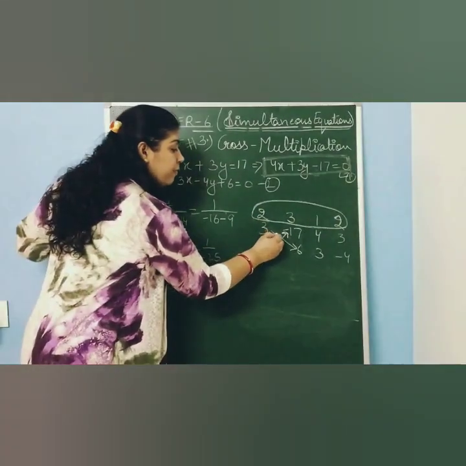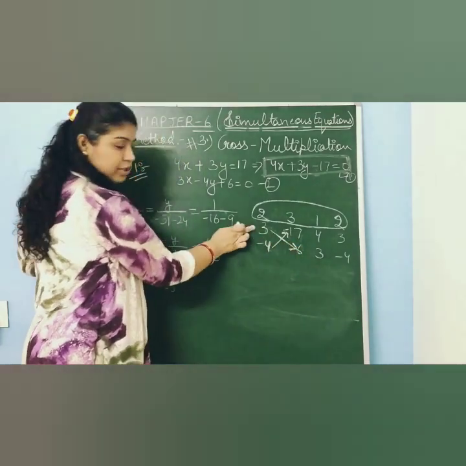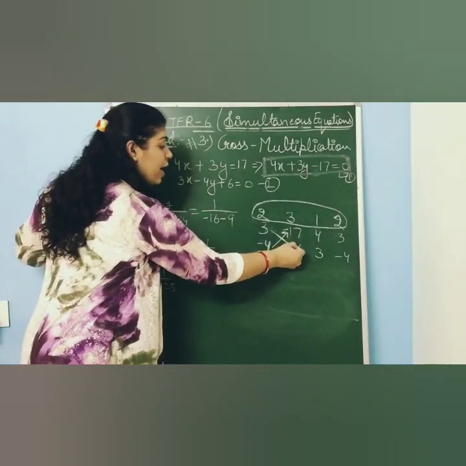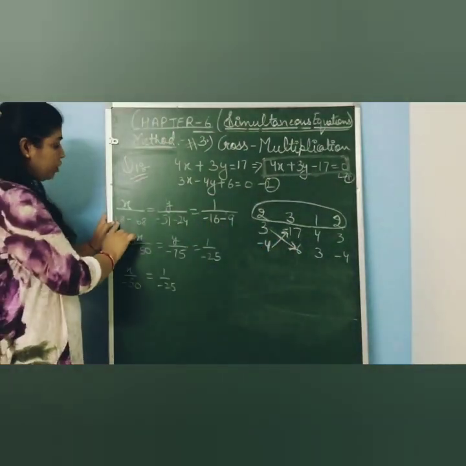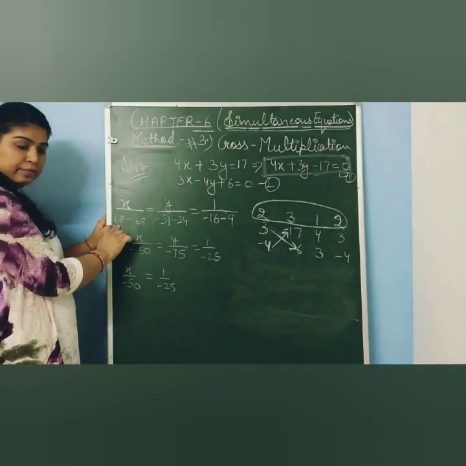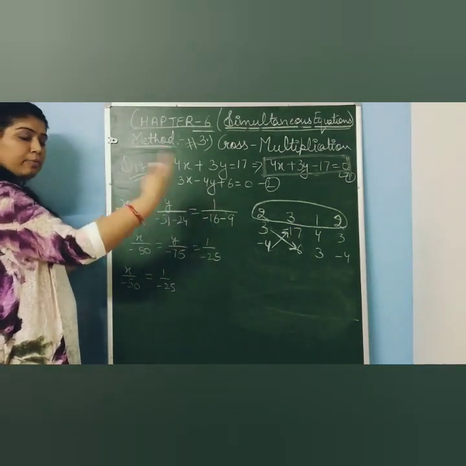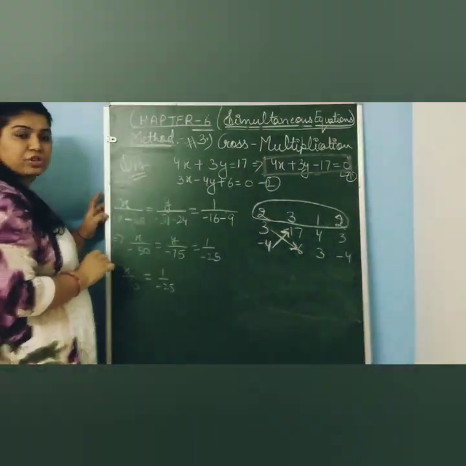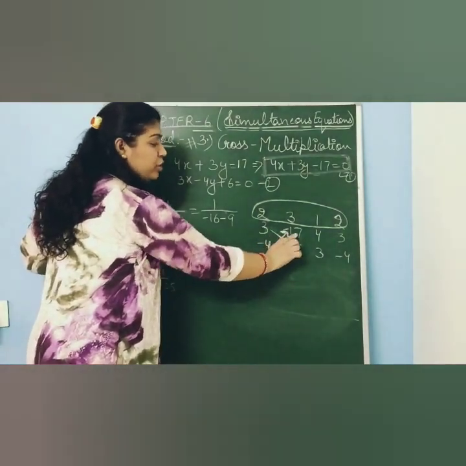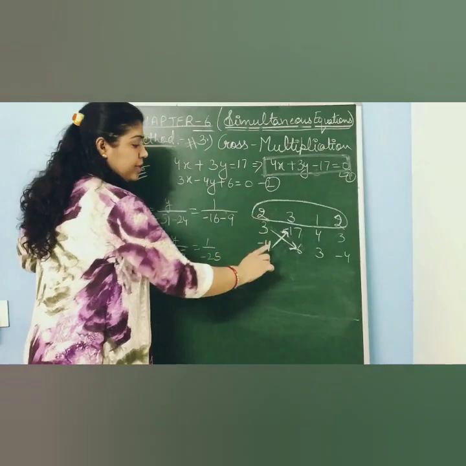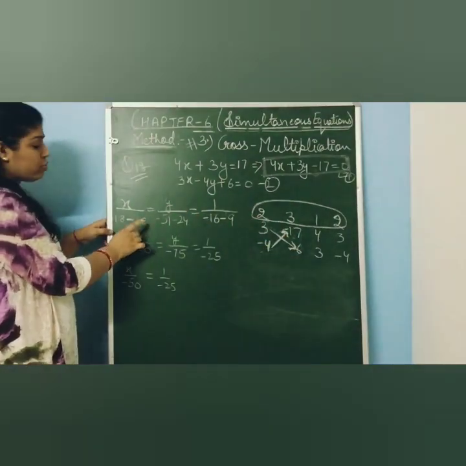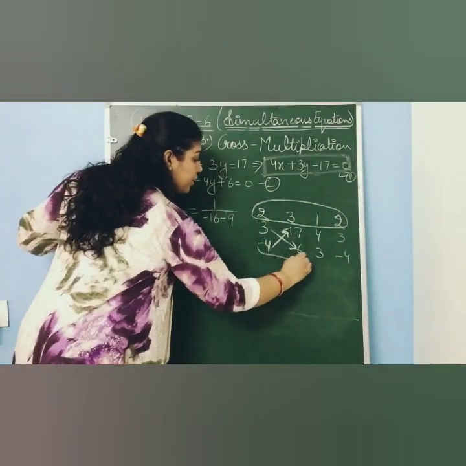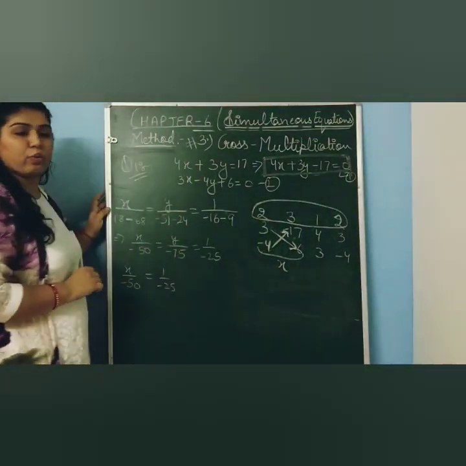See, you have to start from this one. 3 into 6: the value having the downward arrow should come first. 3 into 6 is 18. Then the minus sign. Come to the next one, the value having the arrow in the upward direction: minus 4 into minus 17, minus into minus is plus, 4 into 17 is 68. So we have 18 minus 68. This is required for the value of x.